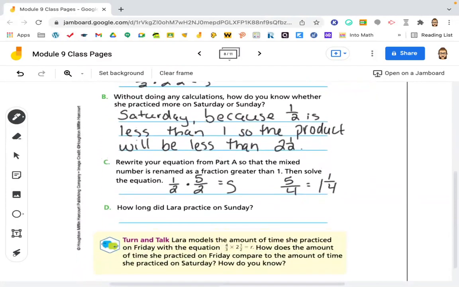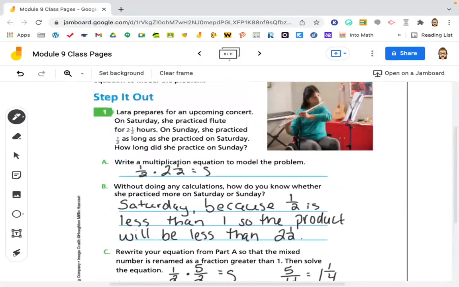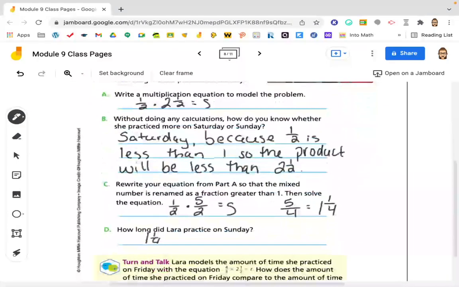This is how long did Laura practice on Sunday? Well, 1 1/4 hours.